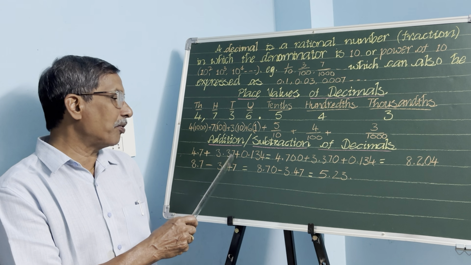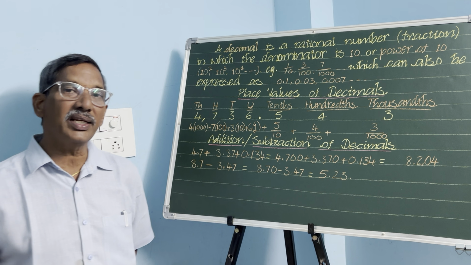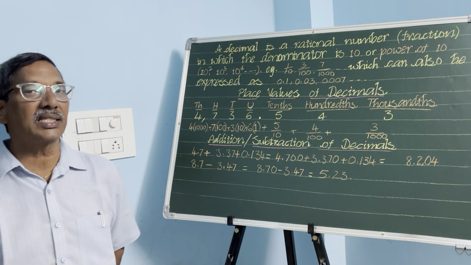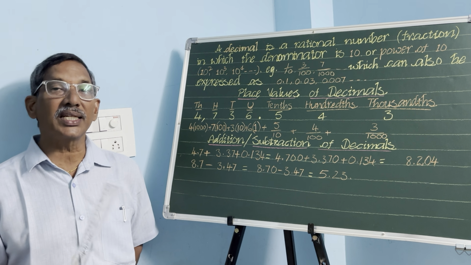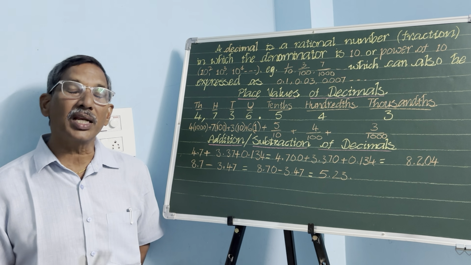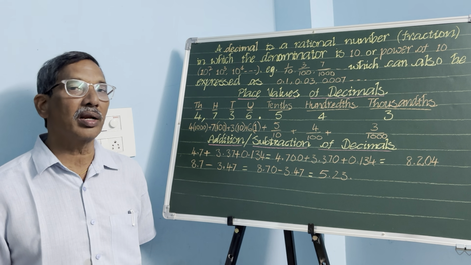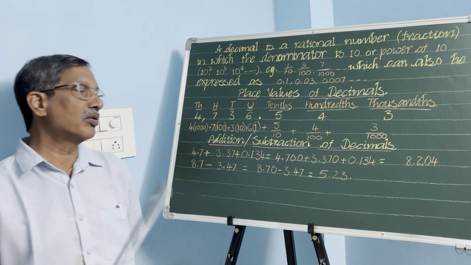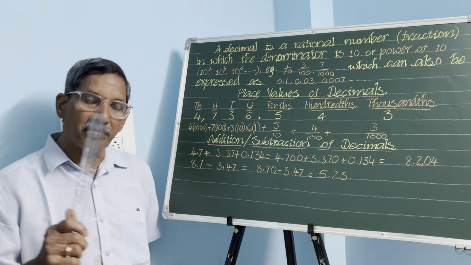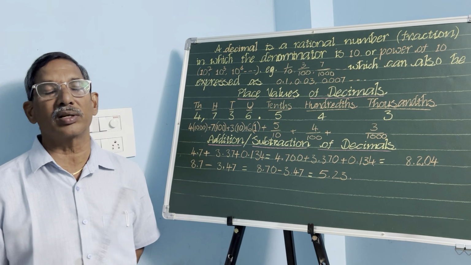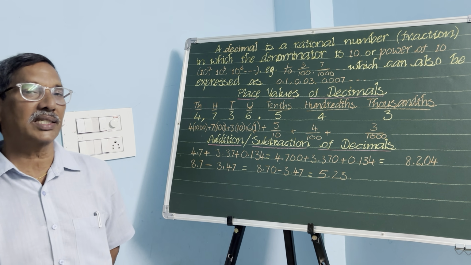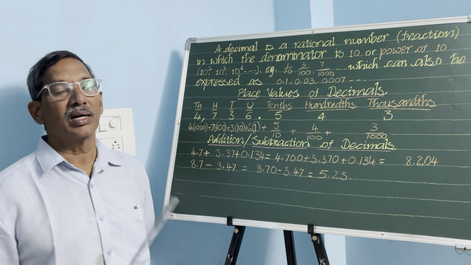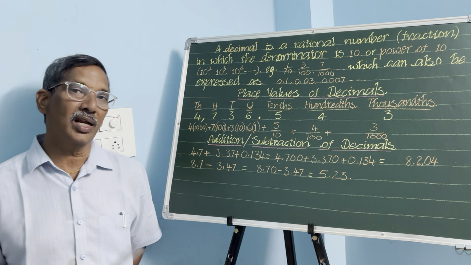So 4.7 is equal to 4.700, and 3.37, since we need 3 decimals on the right side, can be written as 3.370. That means 3.37 and 3.370 are equal numbers, and we have 0.134. So we add the natural or whole numbers from the right side. In the same way, we also add the decimal numbers as we perform addition in whole numbers.